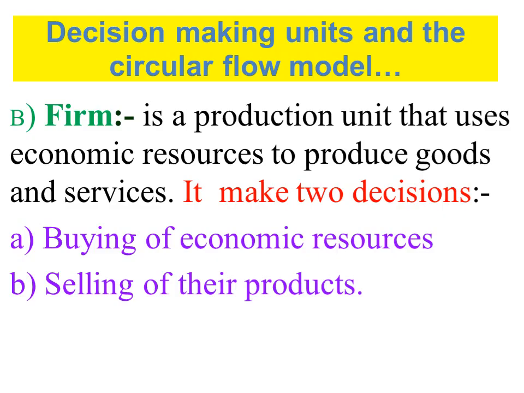A farm is a production unit that uses economic resources to produce goods and services. It makes 2 decisions like the household. The first decision is buying economic resources and selling their products. The buying of economic resources is from the household, and the selling of their product is to households as well as to the government.